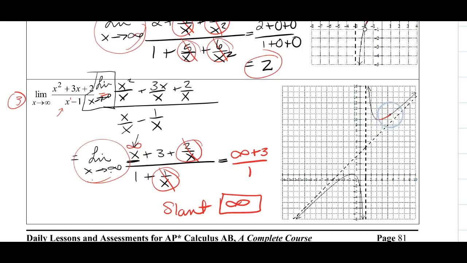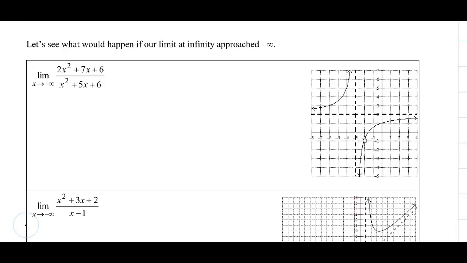As x approaches positive infinity, I'm trending toward infinity on the y-axis. We're on the next page, and we're working these same three functions, but now as x approaches negative infinity, we're going to see, is there any difference? So same approach, this is good practice, fill this in on your worksheet.